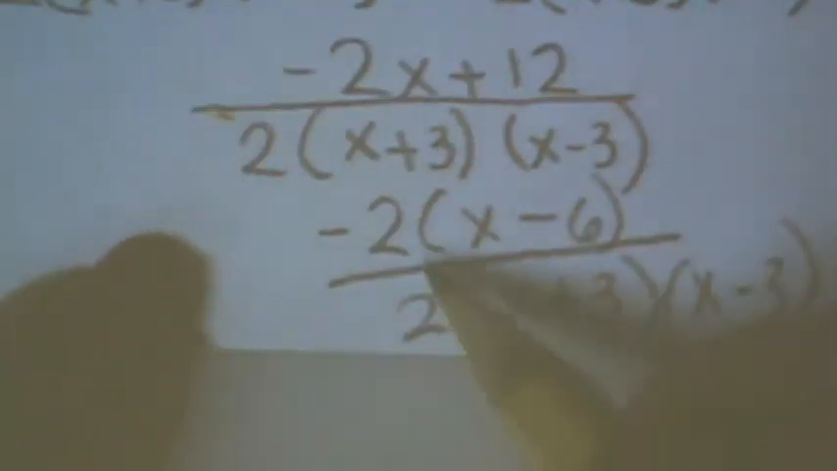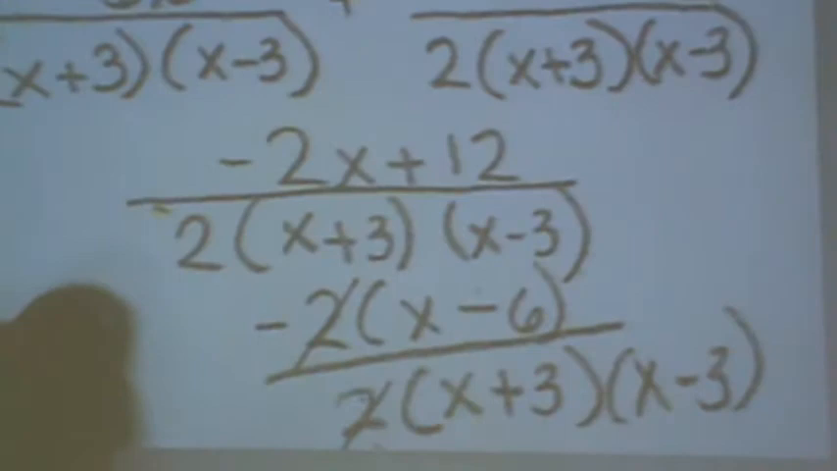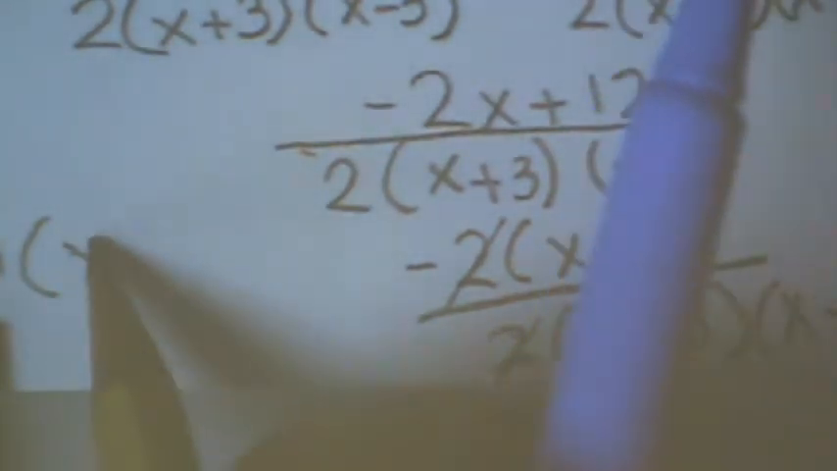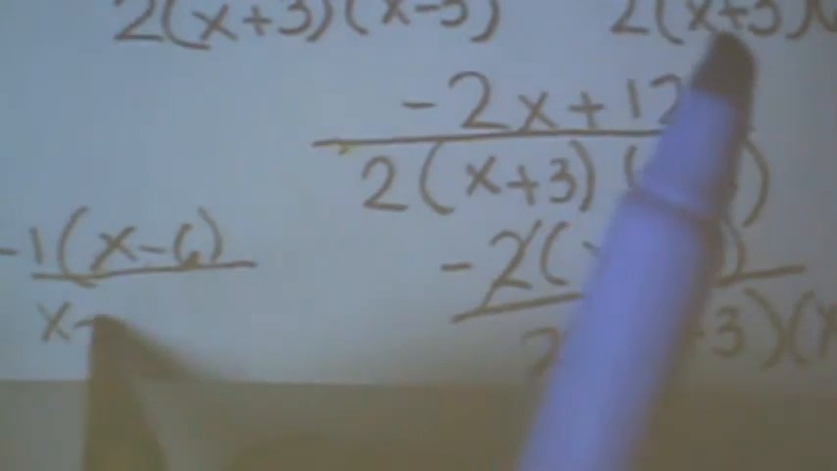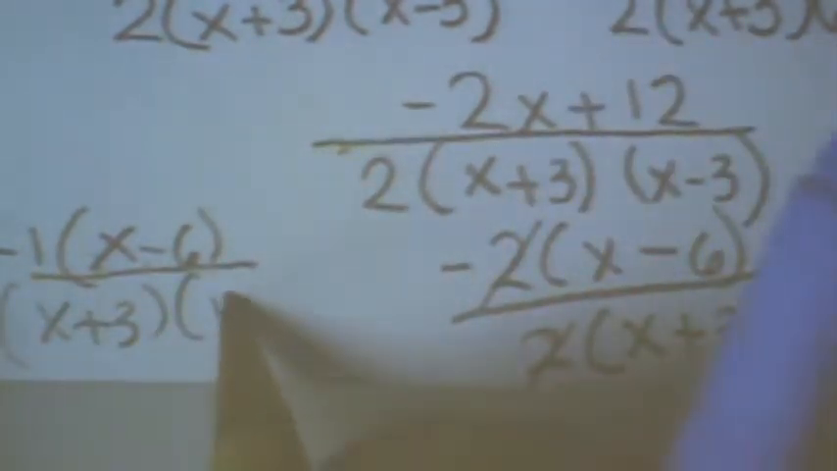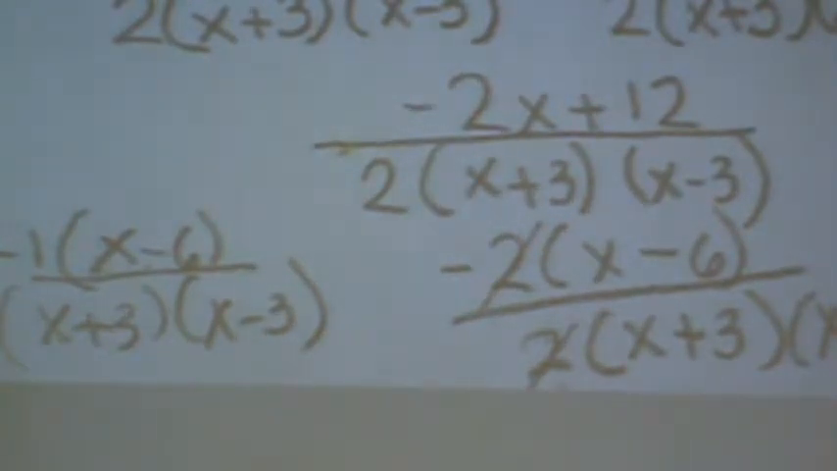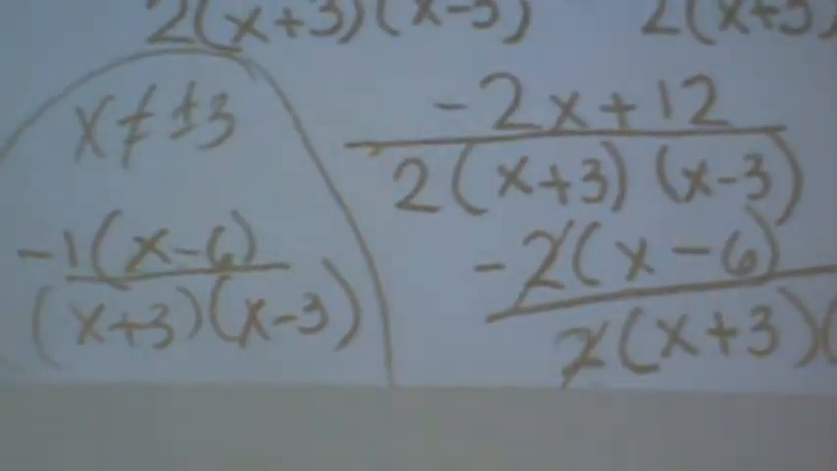What cancels? These 2's, but there's still a negative. So the answer is negative 1 times x minus 6 over... what's your restrictions? X can't be what? Positive and negative 3. Yep.